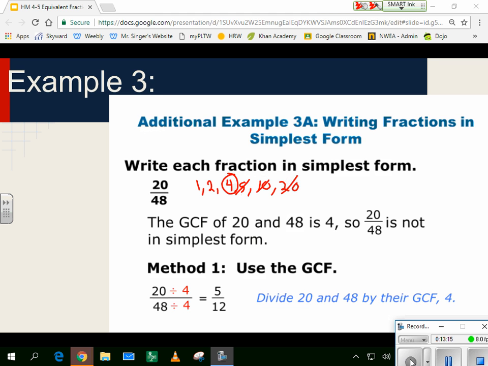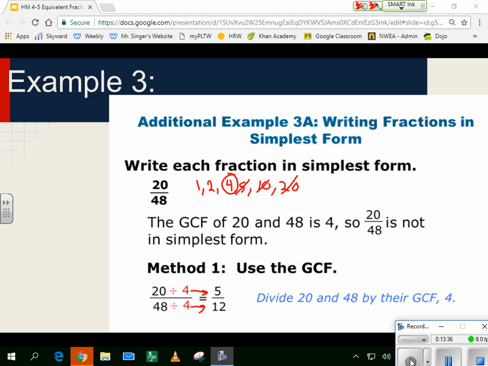That's the number you're going to divide them by because you want to try to get the smallest numerator and the smallest denominator possible, but you have to make sure what you do to one, you do to the other. So 20 divided by 4 gives you 5, and 48 divided by 4 gives you 12. That's one method and probably the most common method to use.